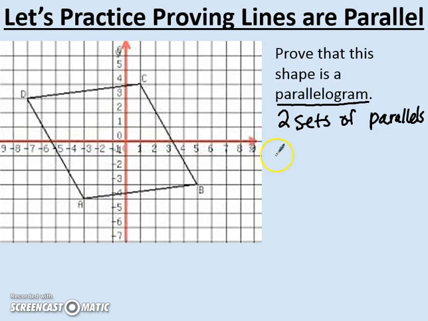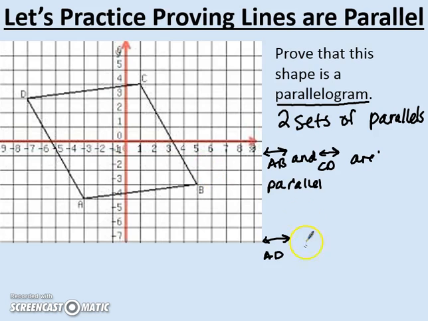So you can tell by looking at it that line AB and line CD are parallel. Now we just need to figure out why. We can also see that line AD, do you see it there on the side right here? And line CB are parallel. And now we just need to prove it using their slopes. So let's start with line AB.